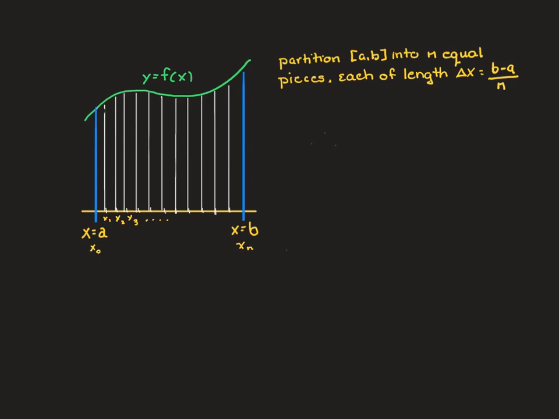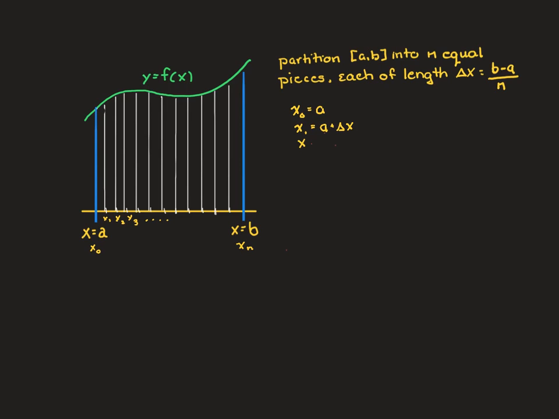So let's see if we could describe the type of labeling we just used. So again, x sub 0, x naught, is a. And x1, well, we move delta x over, and we've already described what delta x is. So it's a plus delta x. x2, a plus 2 delta x. x3, move another delta x.